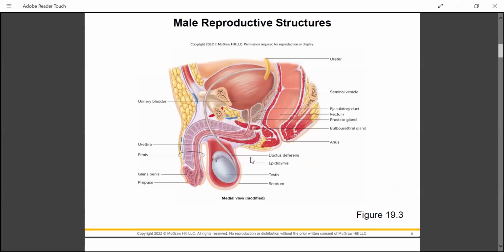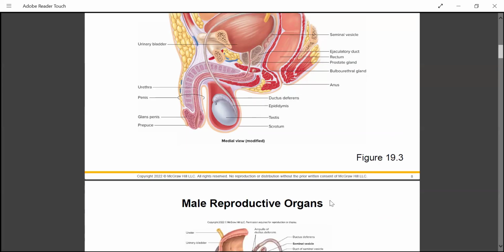So here's the actual structure itself. So here is the testis. This is where the sperm is produced. It ends up going to the epididymis, where our sperm matures, passes through the vas deferens, and that's how it gets all the way to the seminal vesicle. The seminal vesicle feeds into the ejaculatory duct, and then that joins with the urethra in the prostate. The urethra travels through the penis to get to the external environment.